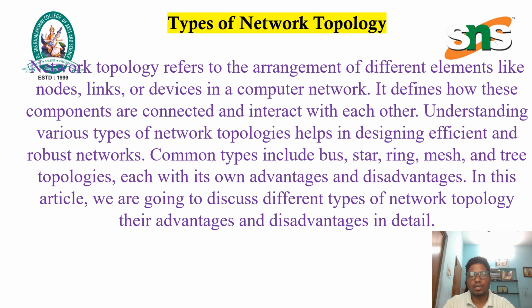Network topology refers to the arrangement of the different elements, like nodes, links or devices, in a computer network. It defines how the components are connected and interact with each other. Understanding the various types of network topologies helps in designing efficient and robust networks. Common types include bus, star, ring, mesh and tree topologies, each with its own advantages and disadvantages. In this article we are going to discuss the different types of network topology, their advantages and disadvantages in detail.